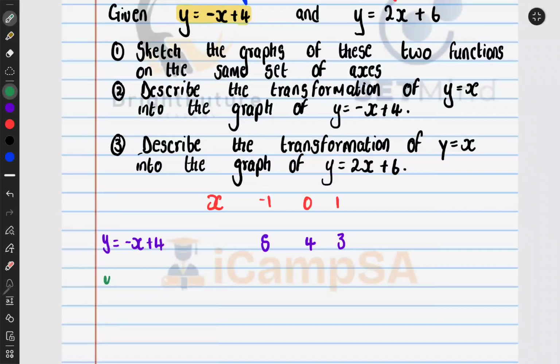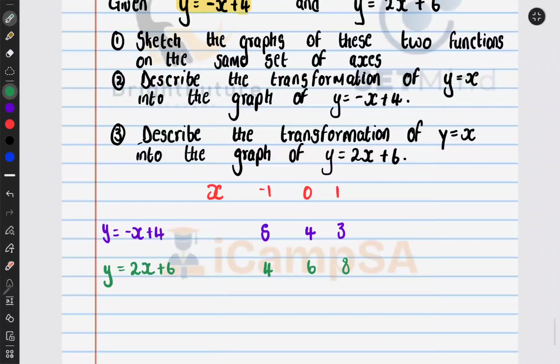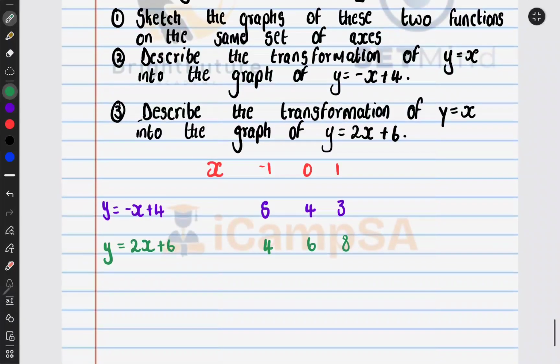Then for the second one, which is y is equal to 2x plus 6: 2 times -1 is -2 plus 6, which will be 4. And then 0 times 2 is 0, that will be 6. 1 times 2 is 2 plus 6, that will be 8. So we have those points. Maybe let's put them in a box.